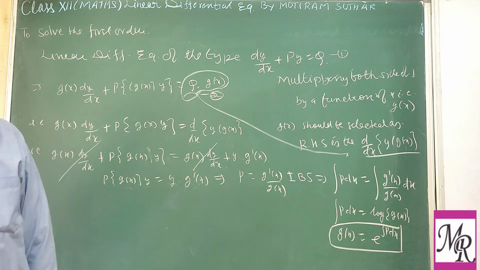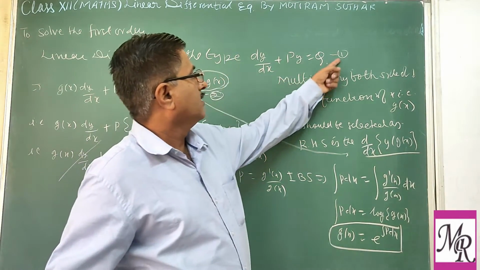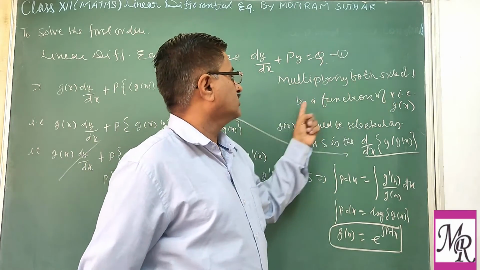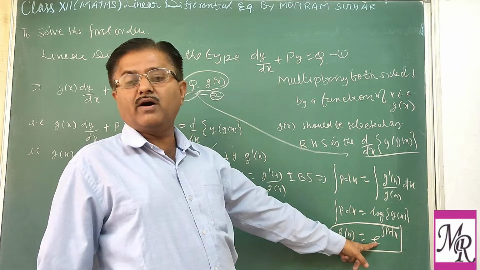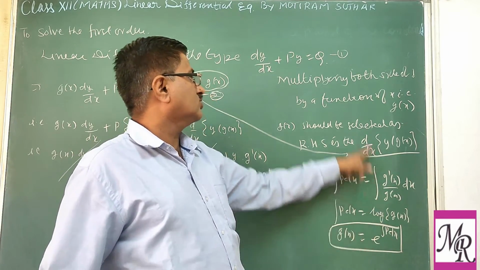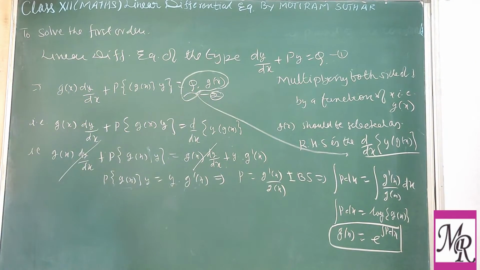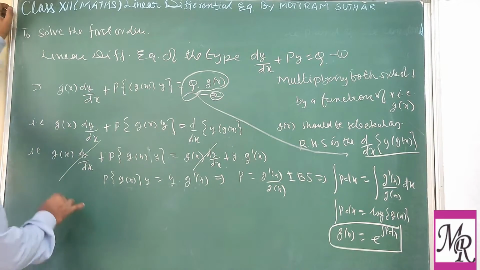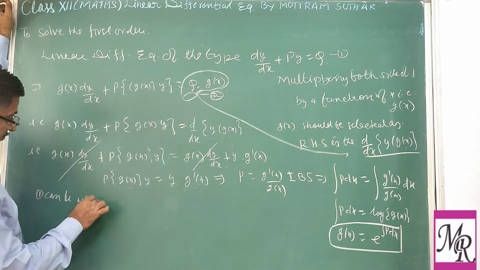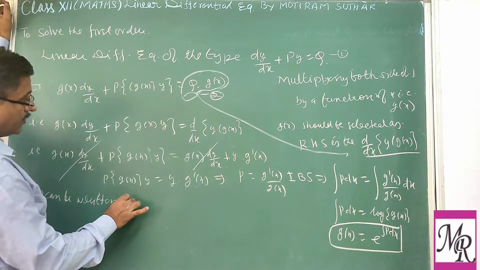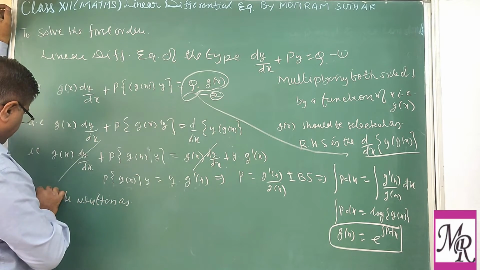Now we multiply equation 1 by g(x), multiplying both sides of this equation by g(x). Now g(x) is what? e to the power integration of p dx. So this g(x) we replace again in this one. Clear? So when you put this value, you may write directly equation 2, not 1.